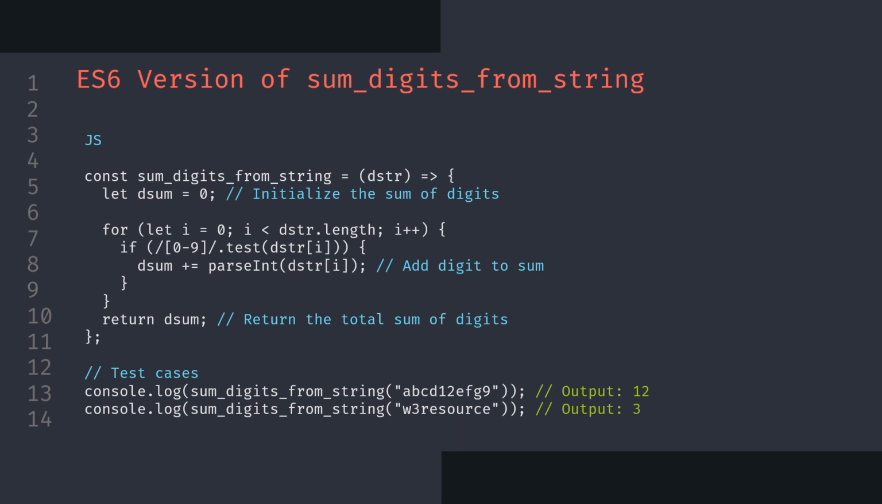The ES6 version simplifies the syntax by using let for block scope variables and an arrow function for cleaner code. The logic remains the same: iterate through the string, identify digits, convert them, and add them to the sum. This version is modern and adheres to best practices in JavaScript.